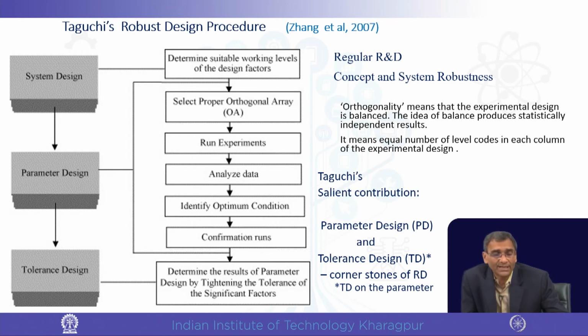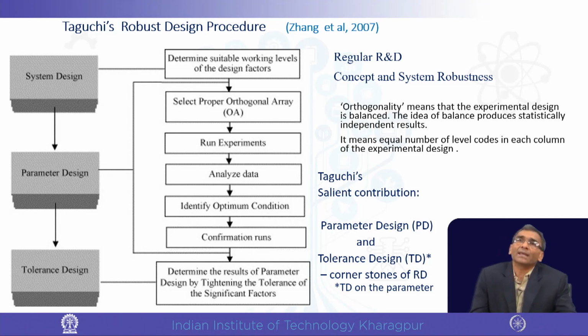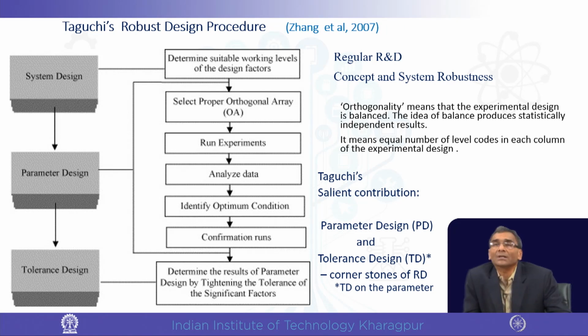Then actually carry out the experiment, run the experiment, analyze data, and identify the optimal condition, which combination of parameters: A at minimum, B at maximum, C at medium, D at minimum, E at maximum, like that, or that particular value. When I am saying maximum, maybe it is 60 degrees centigrade, those kinds of values, and confirmation run. So this is it, and then tolerance design.